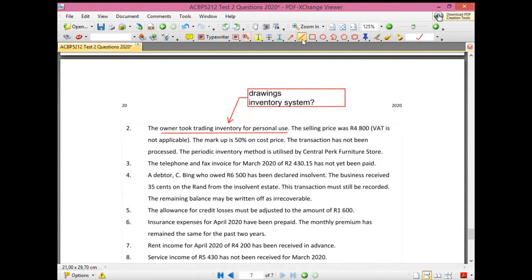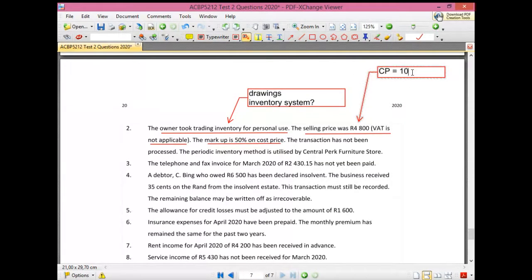So let's read what other information they give you. They tell you the selling price is 4,800. VAT is not applicable, so we do not have to worry about that. The markup is 50% on cost price. Now remember, when you take something for personal use, I take it at the cost. Now how do I work out the cost?